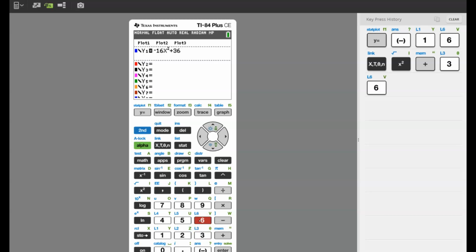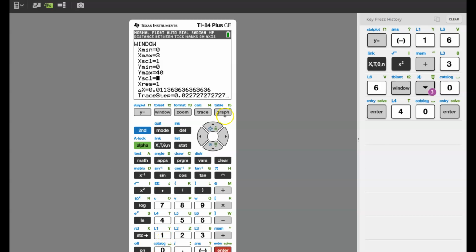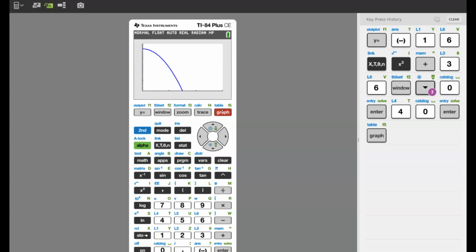That's my equation. I want to set a window for my graph that matches what's on my paper. So my x-min should be 0, my x-max should be 3, and I can navigate by using the arrow keys or just pressing enter. My y-min needs to be 0, and my y-max needs to be 40. That just gives me a picture like what's on my paper.